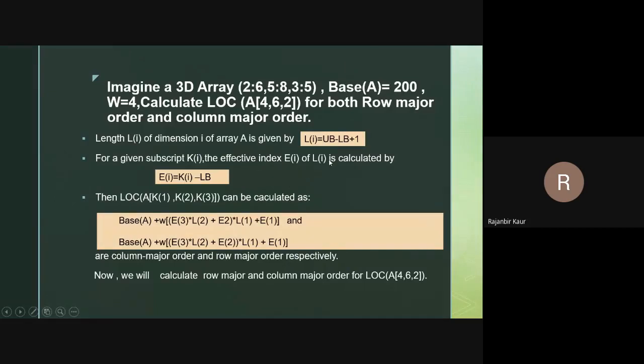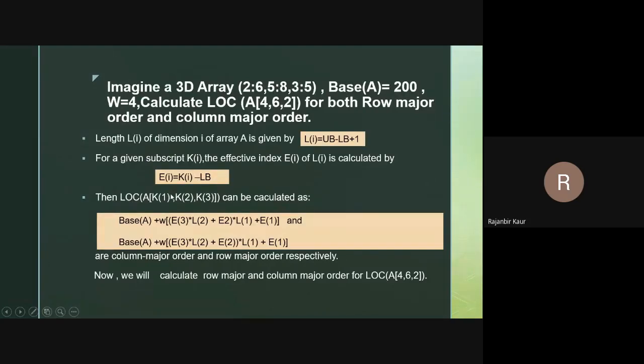And after calculating these lengths, we have to calculate the effective index in the case of a multi-dimensional array, which is given by this formula: E of I is equal to K of I minus lower bound. Here we will substitute the K values.